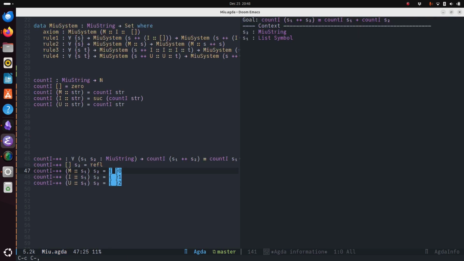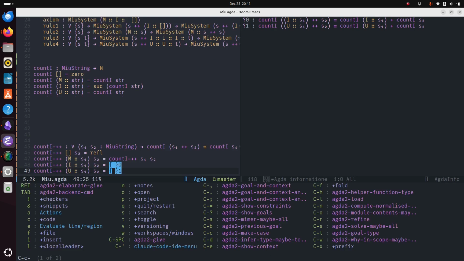So in the case where the first character is M, we can see the goal here is count I of S1 plus S2 is equal to count I of S1 plus count I of S2, which is actually the recursive call here. So Ctrl C Ctrl A will solve it for us. The same is the case with the U case, with the case where the first character is U.